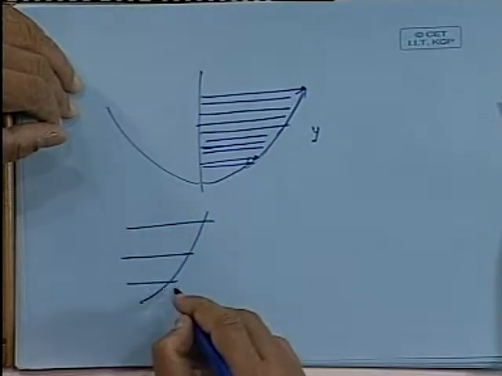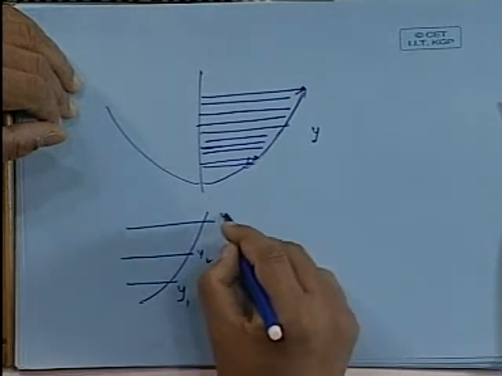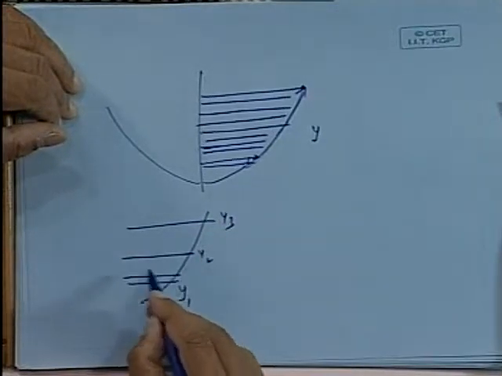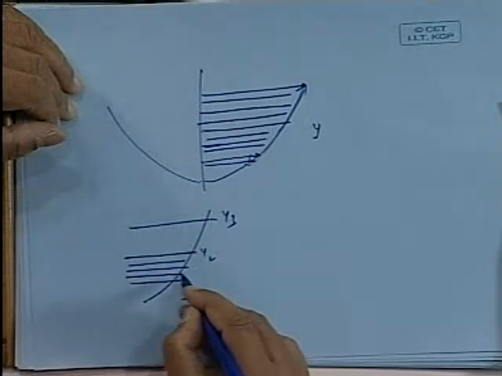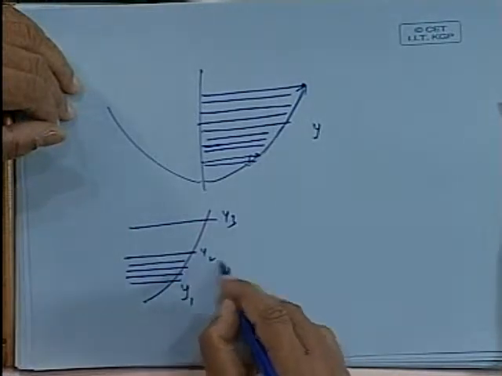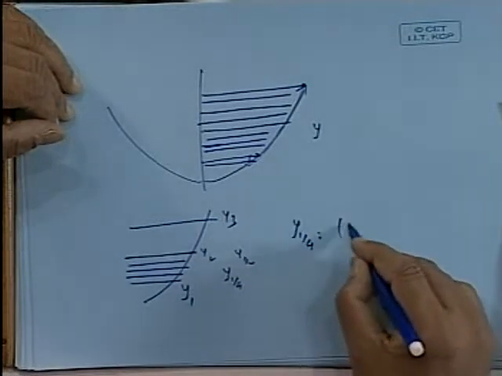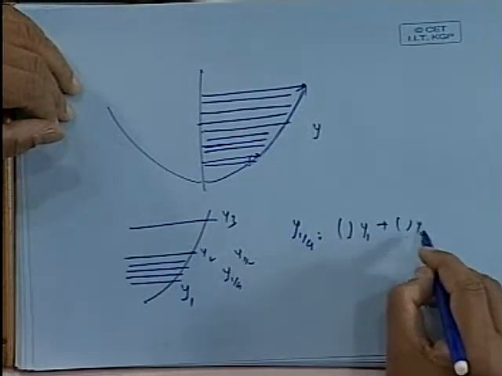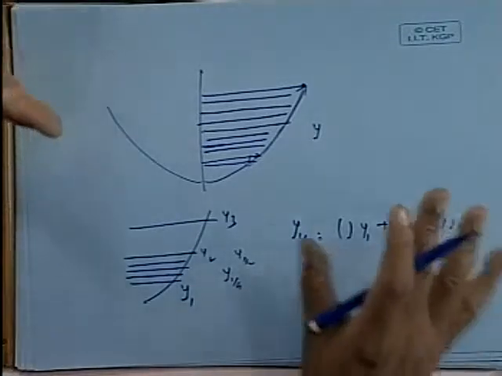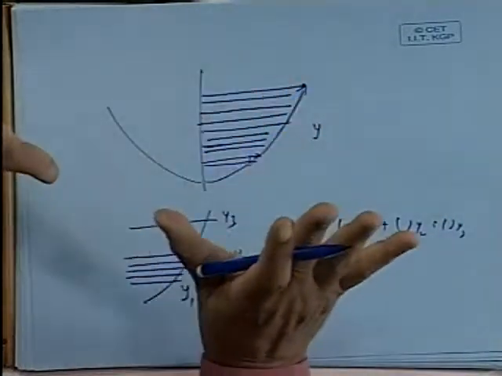See, if I call these y1, y2 and y3, and if I want to find out this, you see this, I call this to be, say, y1 by 4, then say y1 by 2, etc. It will turn out that y1 by 4 equals some number into y1 plus some number into y2 plus some number into y3. This is all available in a standard textbook, a standard finite difference book. You don't even have to write a program.